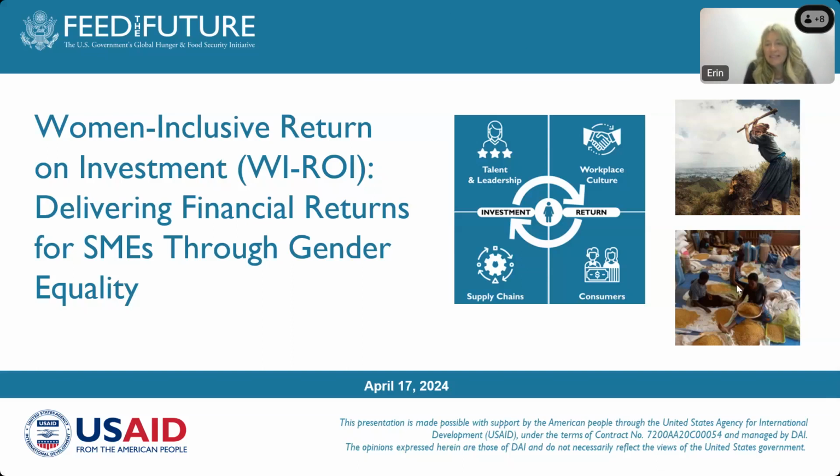Before we jump into the agenda, I do want to introduce Katie Hauser. For those of you who don't know Katie, she's the Commercialization and Scaling Advisor for the Bureau for Resilience and Food Security at USAID. And Katie's been a really wonderful part of our Women Inclusive Return on Investment team. I'm going to hand it over to her to give a bit of an intro as we get started.